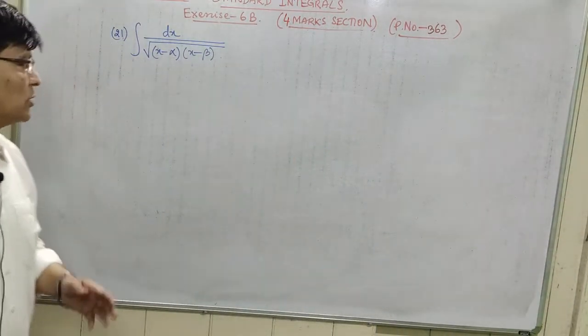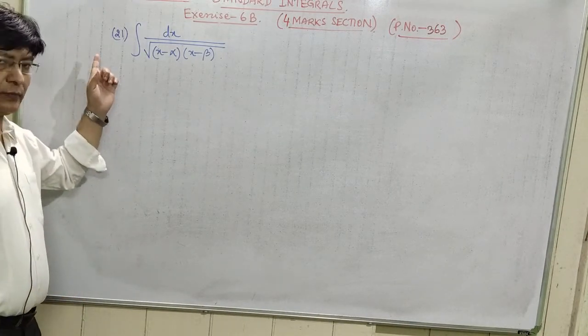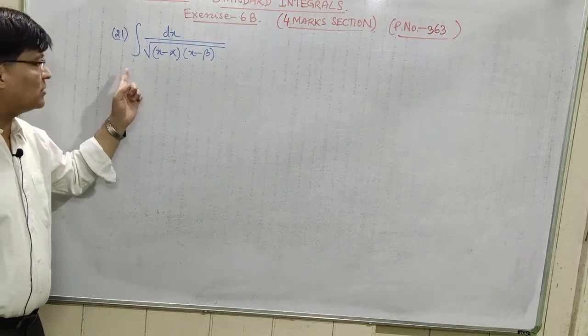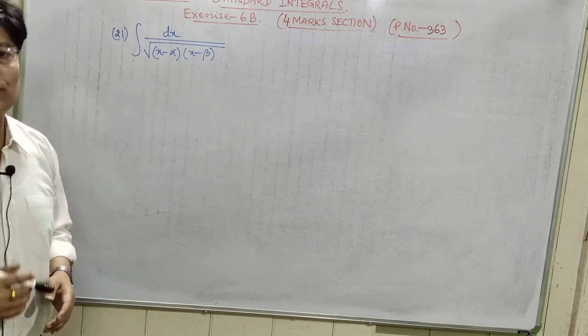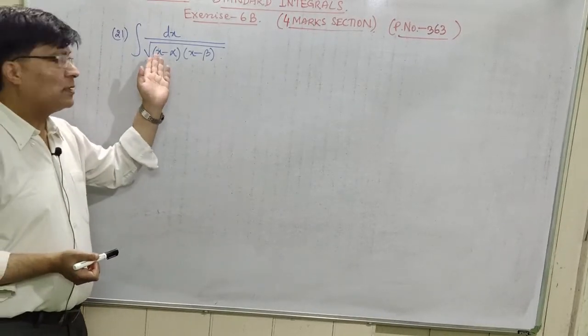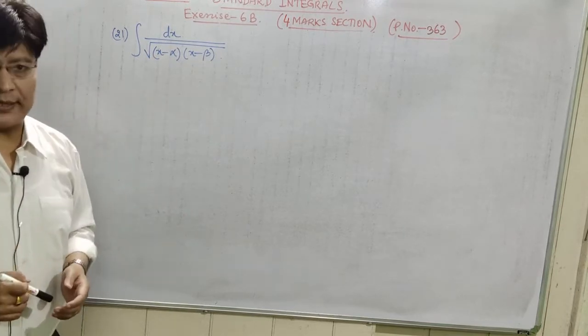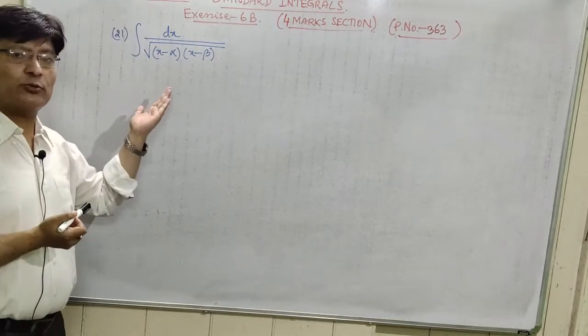So now we'll do the next question, that is question number 21. You have to evaluate this integral of dx divided by within square root, there are two factors, x minus alpha into x minus beta. These are already factorized, so we can use the same method as we have done in the previous one.